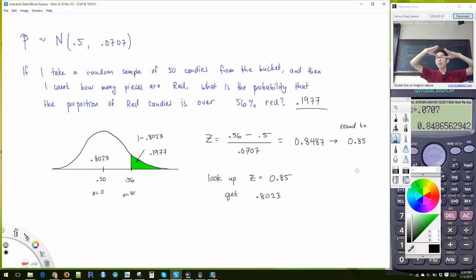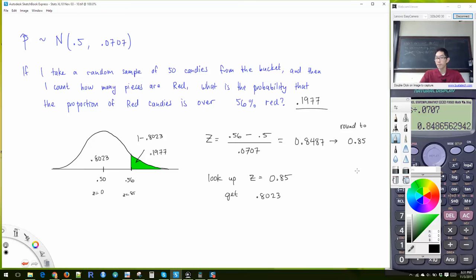So let's step back and make sure we understand what's going on. The idea is I've got this big bucket, 40 pounds of candy. In this bucket, we know that exactly half are red and half are green, but we've mixed them all up. I'm taking a scoop of 50 pieces of candy. If I take a scoop of 50 random pieces and I count how many are red, there is about a 20% chance that the proportion of red pieces I get is over 56% red.